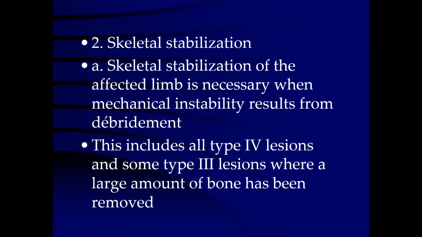Skeletal stabilization of the affected limb is necessary when mechanical instability results from debridement. This particularly happens when all cortices are involved. This includes all type 4 lesions and some type 3 lesions where a large amount of bone has been removed.